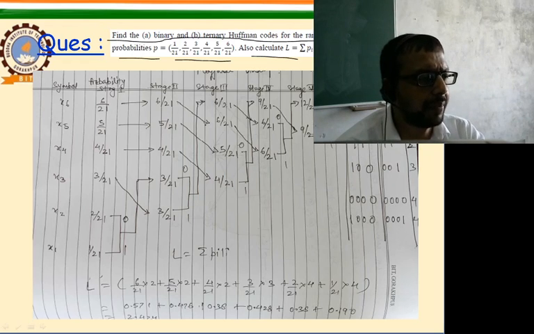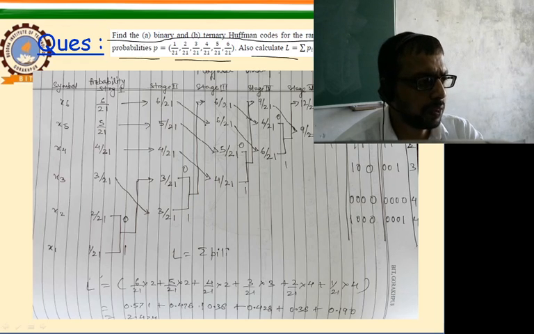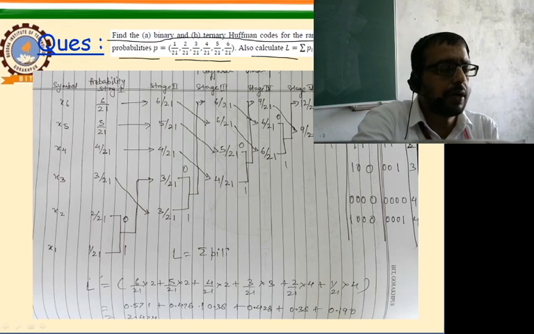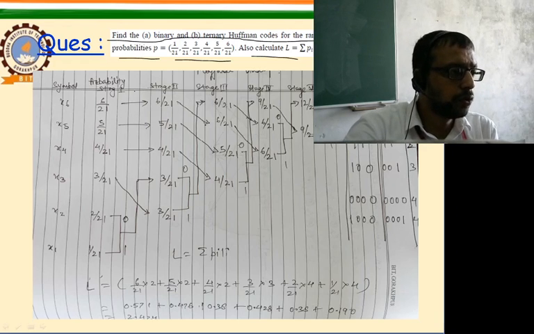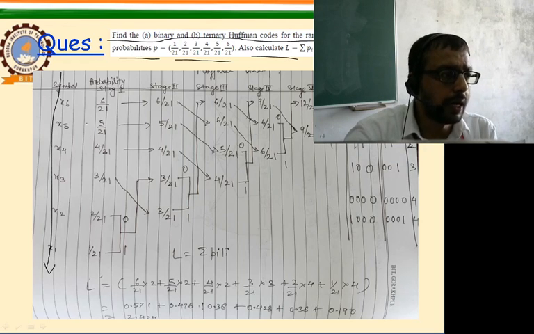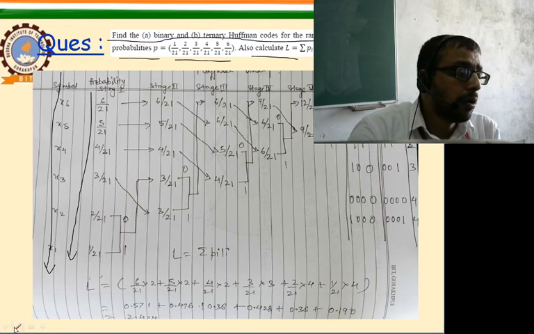I'll directly discuss the numerical. As we know, the first column is of symbols. So here I assumed the symbols according to the probability: 1/21 is x1, next x2, x3, x4, x5, x6, where x6 has the highest probability, with value 6/21. In the first column the symbols are arranged in decreasing order of the probabilities, and 6/21 is the greatest probability in comparison to all. So I simply arranged the symbols in decreasing order, and the probabilities are also arranged accordingly: 6/21, 5/21, 4/21, 3/21, 2/21 and 1/21. And now, what should be the procedure?